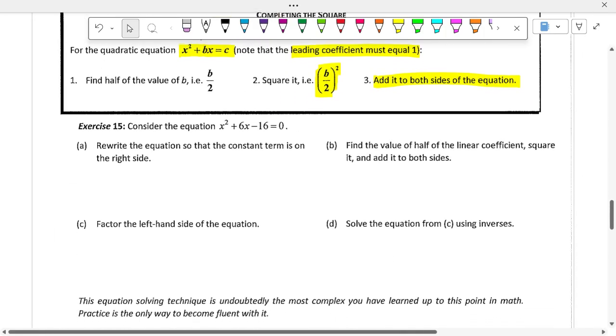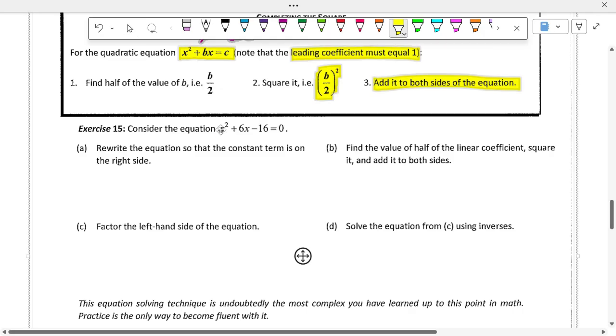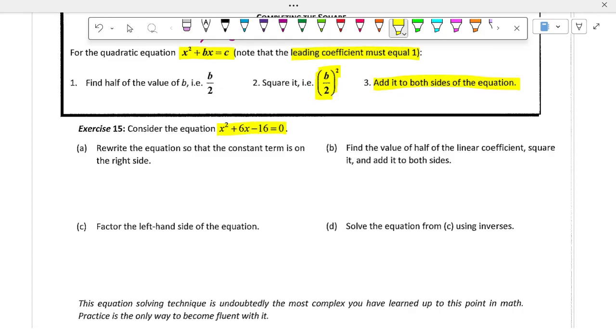Let's just kind of work through this together. So we start with this, x squared plus 6x minus 16. So I'm going to rewrite it right here. x squared plus 6x minus 16 is equal to 0.